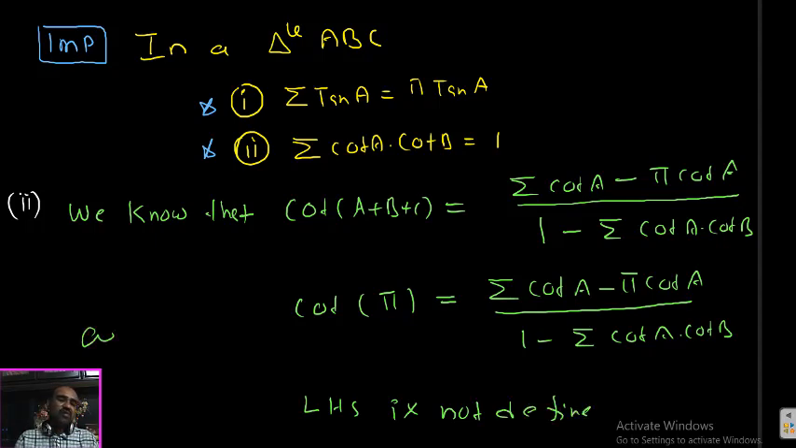A fraction A by B is not defined, what is the meaning of that? B must be 0 only. Then only the fraction A by B is not defined. So this fraction not defined means the denominator must be 0. That I will write.